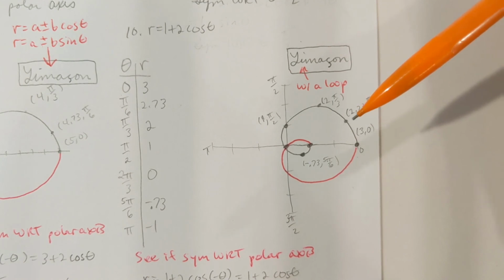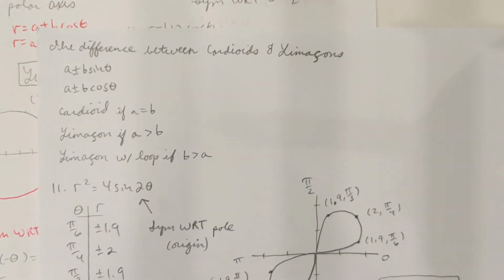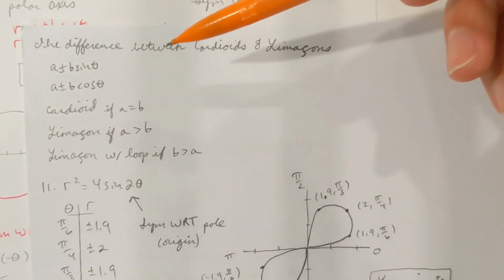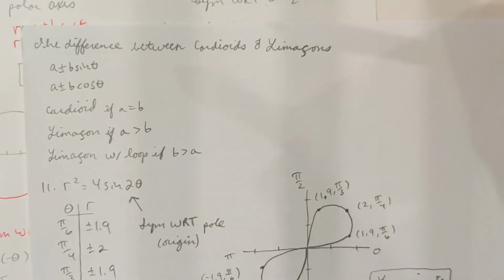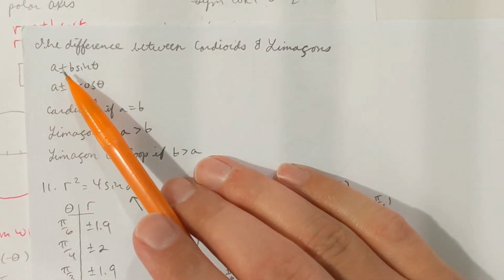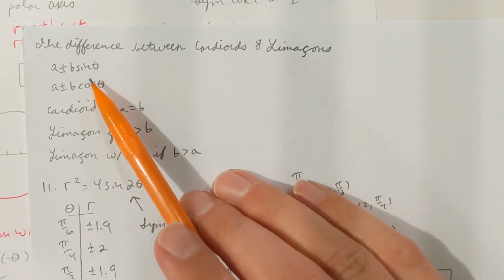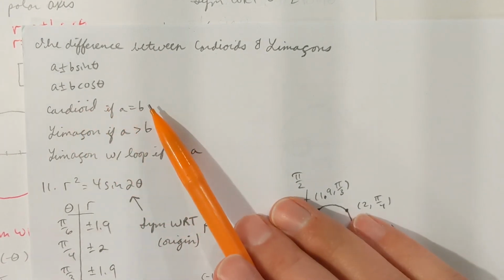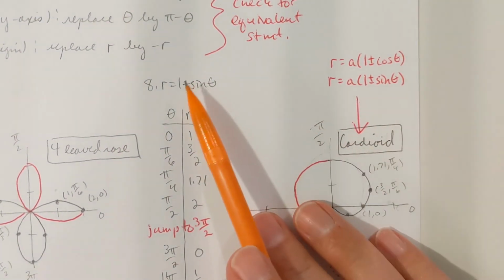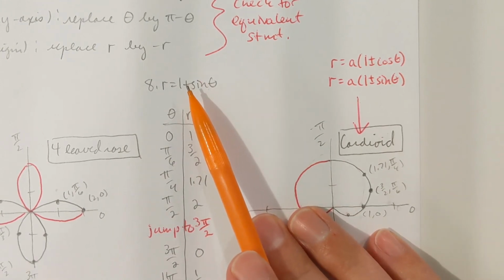And just a summary on the next page here, the difference between cardioids and limaçons is as follows. If you have the equation r equals a plus or minus b sine theta, or r equals a plus or minus b cosine theta, you're going to be working with a cardioid or a limaçon. You'll have a cardioid if a and b are the same number. So over here in problem 8, we had a cardioid because a is 1 and b is 1. It would still be a cardioid if I had a minus sign there.